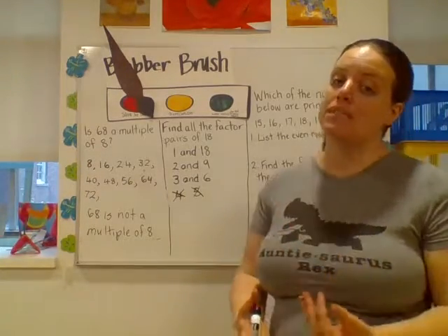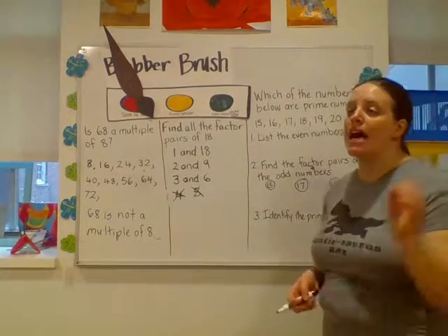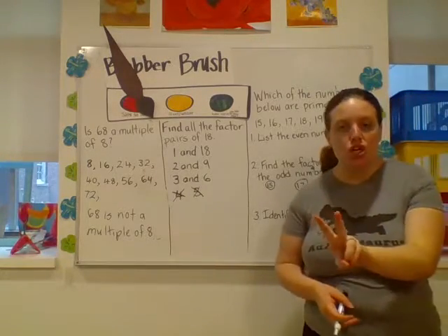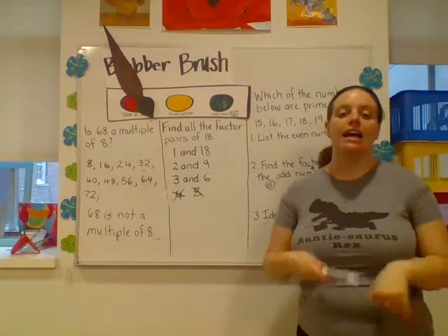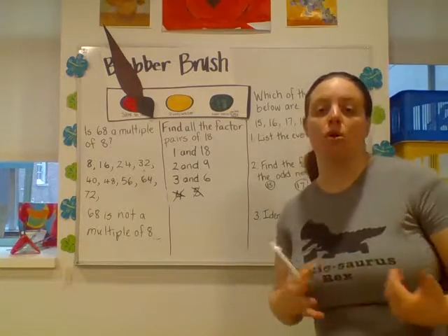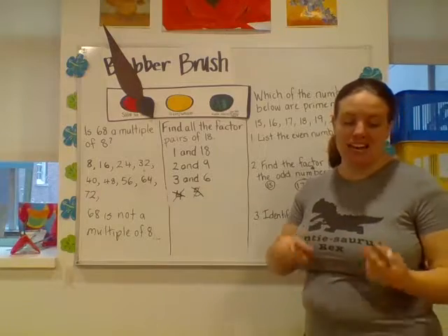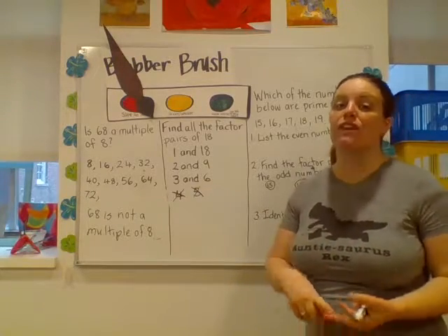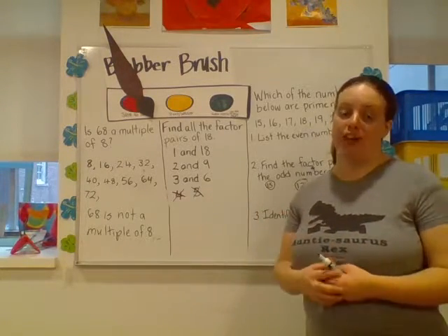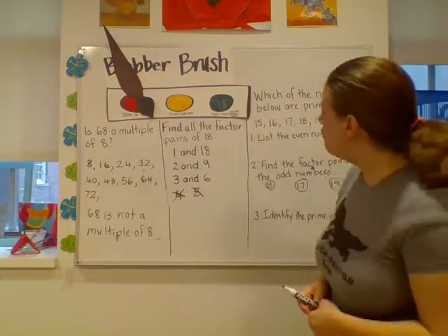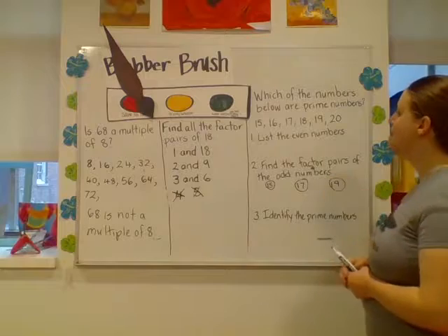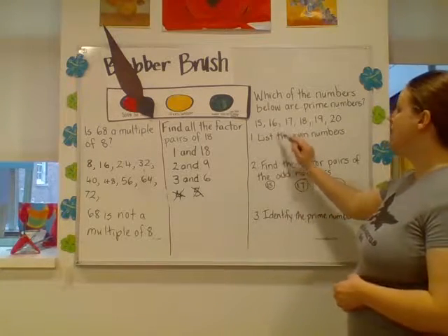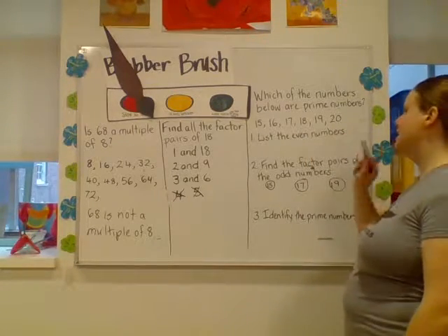Okay, the third one we are going to be doing is looking at prime numbers and composite numbers. Now remember, a prime number has two factors, 1 and itself. A composite number has more than two factors. So it has 1, itself, and at least one other factor. So, for our question here, which of the numbers below are prime numbers? We have got 15, 16, 17, 18, 19, and 20.